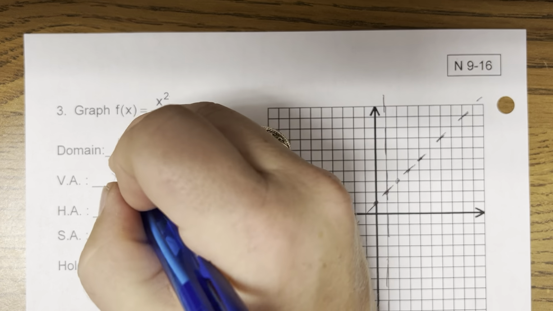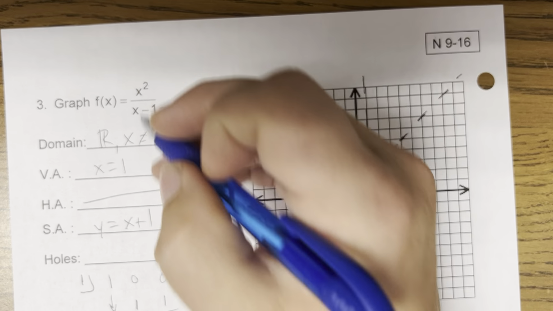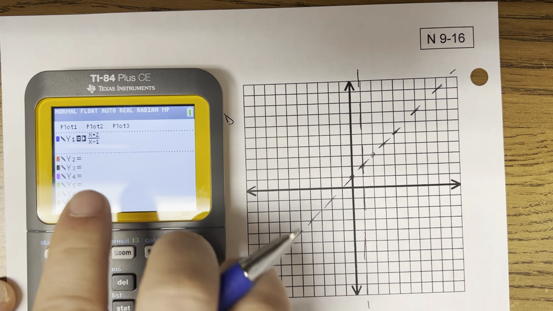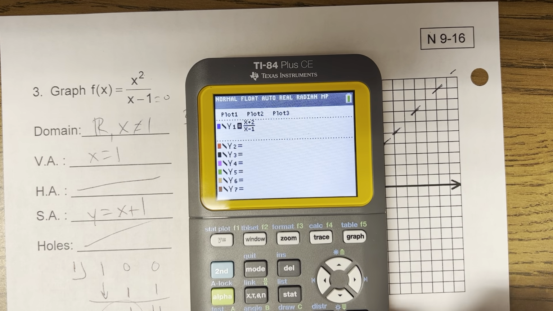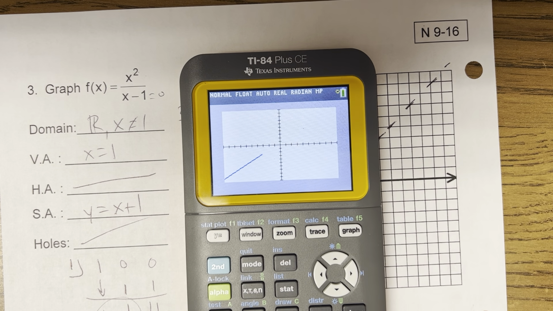All right, so my domain is all real numbers, but x cannot be 1. And nothing cancels out, so no holes on this one as well. So we'll go into our calculator, and in our y equals, we'll put x squared over x minus 1. And so here's what the graph looks like.